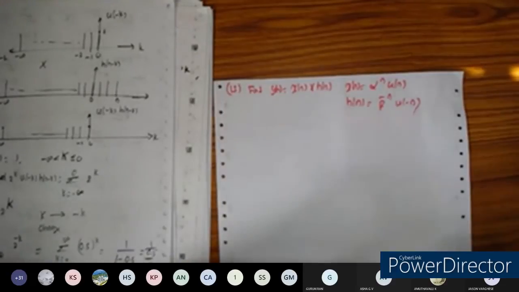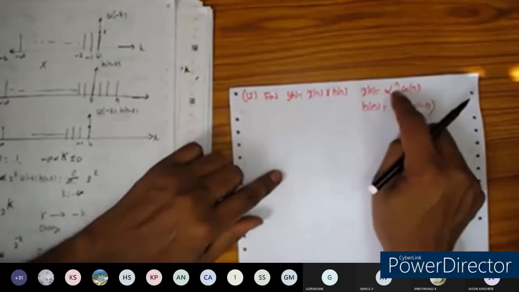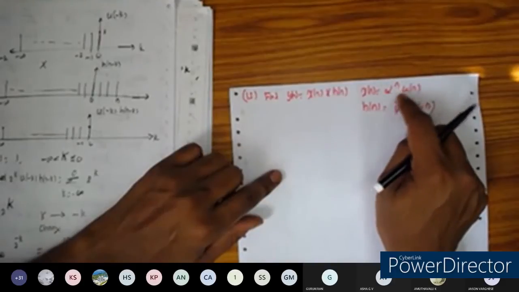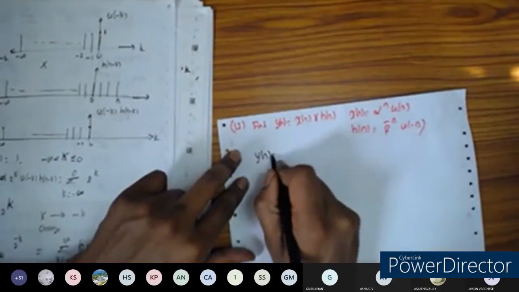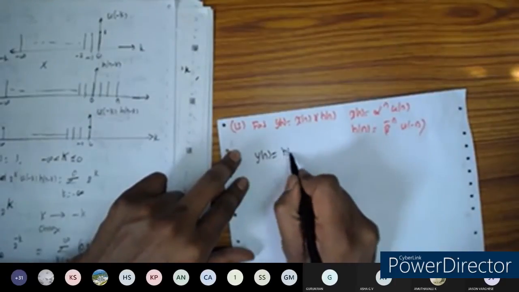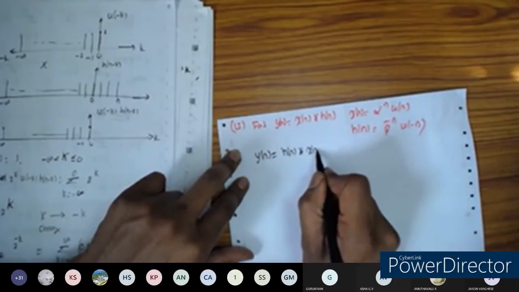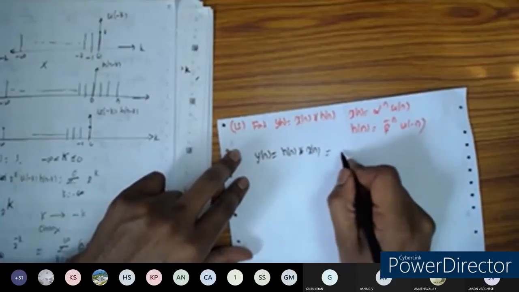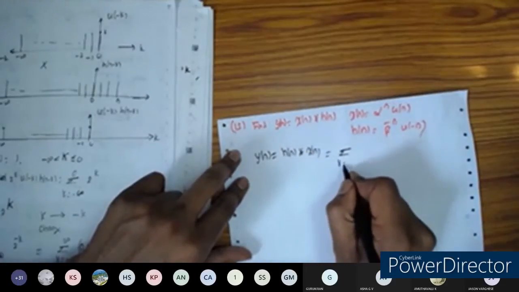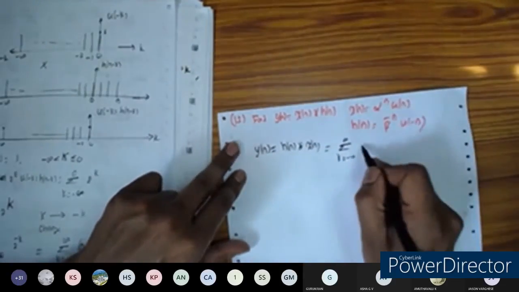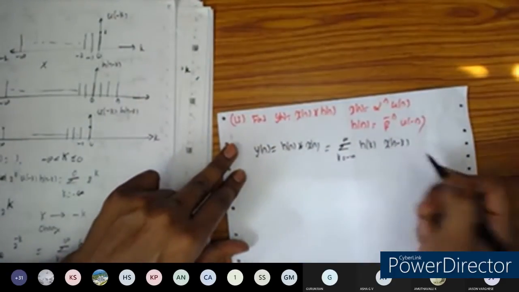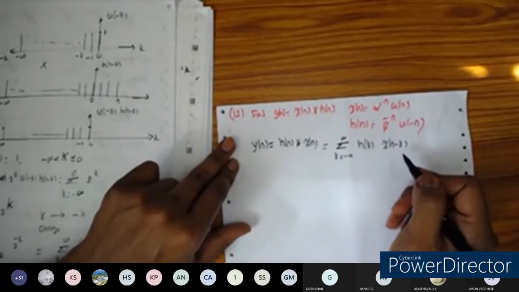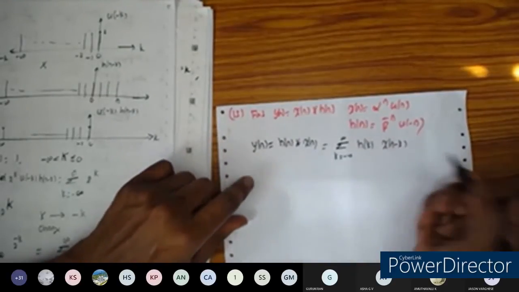Now let us write the formula. The simplest one is this. Let us introduce a shift here. So let us take y of n is equal to h of n convolution with x of n. It will become summation k equals minus infinity to plus infinity of h of k into x of n minus k. Let us take this one.